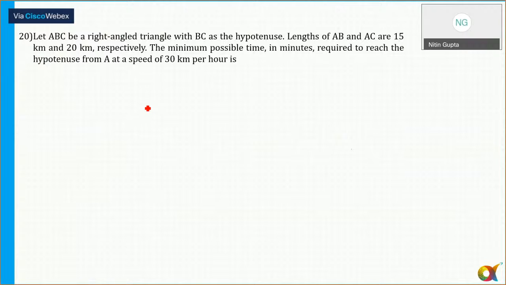Okay, now let ABC be a right angle triangle with BC as hypotenuse.